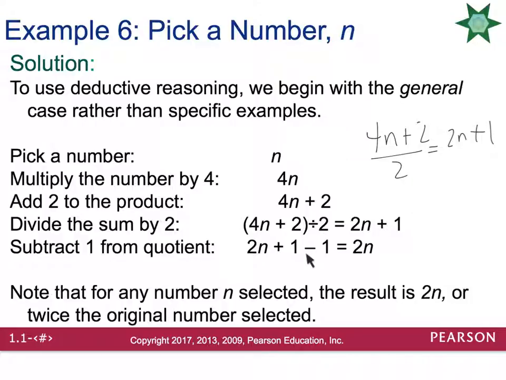Okay, and then the last thing we're doing is taking away 1. So we have the 2n plus 1, and we subtract 1. Now that cancels out this 1, so we're ending up with 2n. Okay? So we started with n, and we ended up with 2n. Now that's double whatever our number was, right? So we've proven that this procedure, this multiply by 4, add 2, divide by 2, subtract 1, always doubles the number that we start with, because we started with n and we end up with 2n, or 2 times n. Okay? So we've proven that this absolutely works for any number by deductive reasoning. Okay? So that's our deductive reasoning there. Okay? How we've proven that.